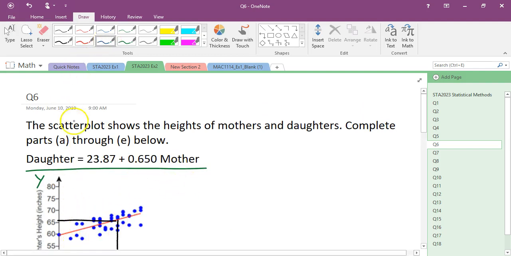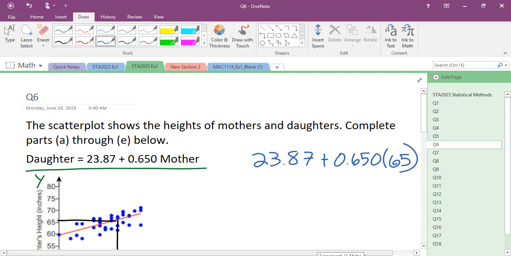Yeah. Take that 65 and we plug it right up in here into this equation that I had on the screen. So you're basically taking 23.87 and adding 0.650 times 65. And then you did your rounding and you said we got 66.12? Oh, I didn't round it. That was just the natural answer. Okay.